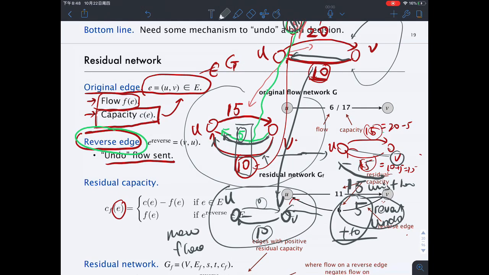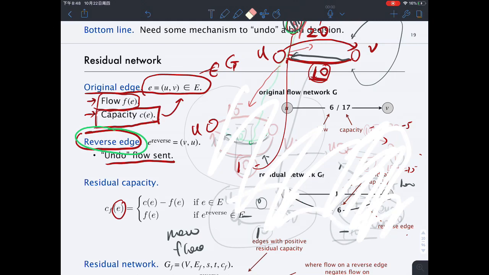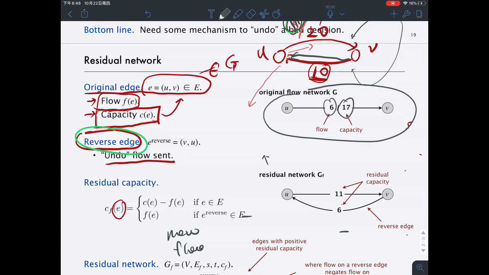So basically, this represents one of the more subtle cases where there are two pipelines connecting both U and V. But otherwise, the whole thing is really quite straightforward. You come up with an edge, and you keep two pieces of information. One is the flow information. The other one is the capacity information.